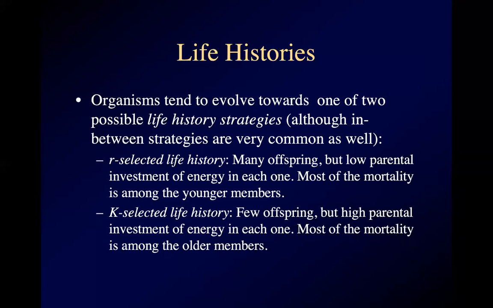And organisms with an R-selected life history maximize the raw number of offspring, but can't invest much in each one. And as a consequence, most of the offspring die. In K-selected organisms, you have very few offspring, but high investment of parental energy in each one. Most of the dying takes place among older members of the population.